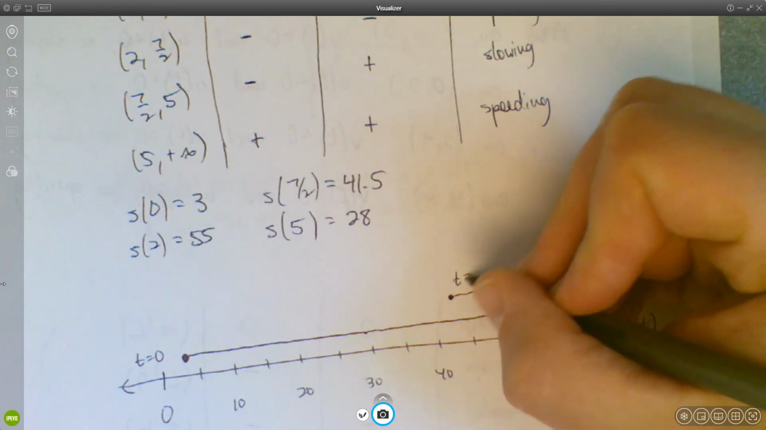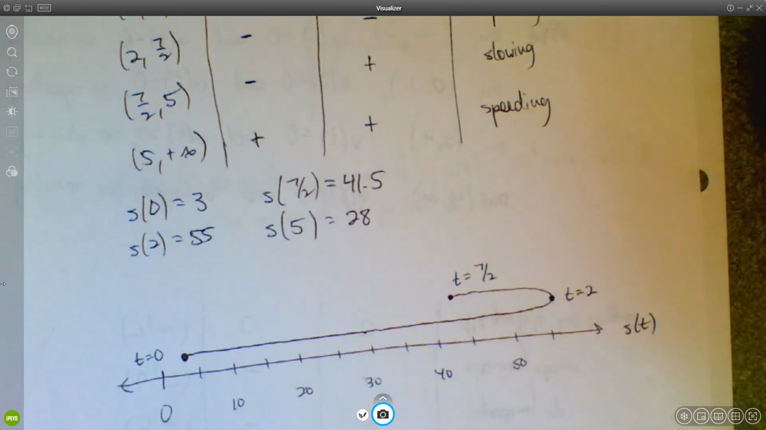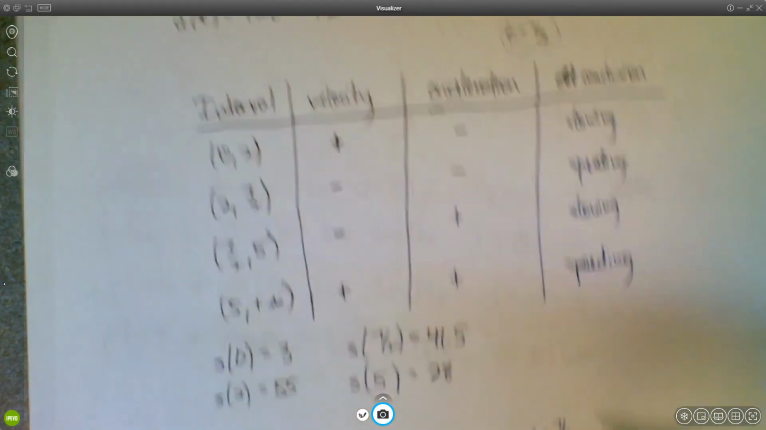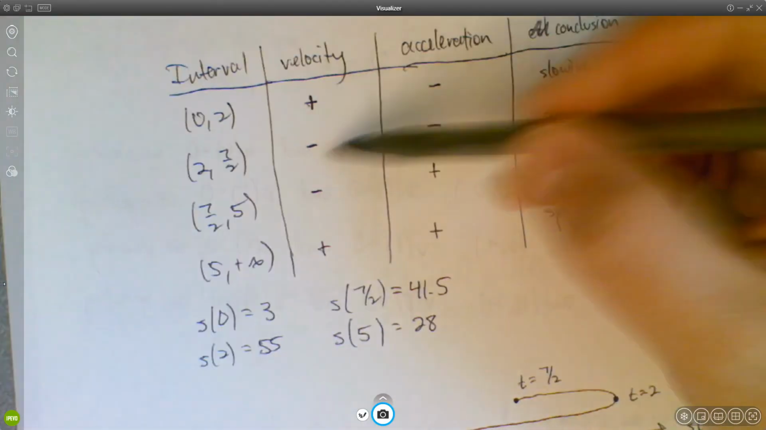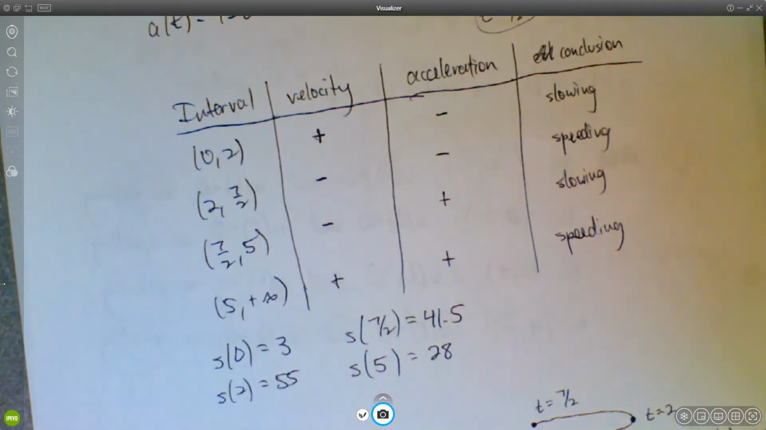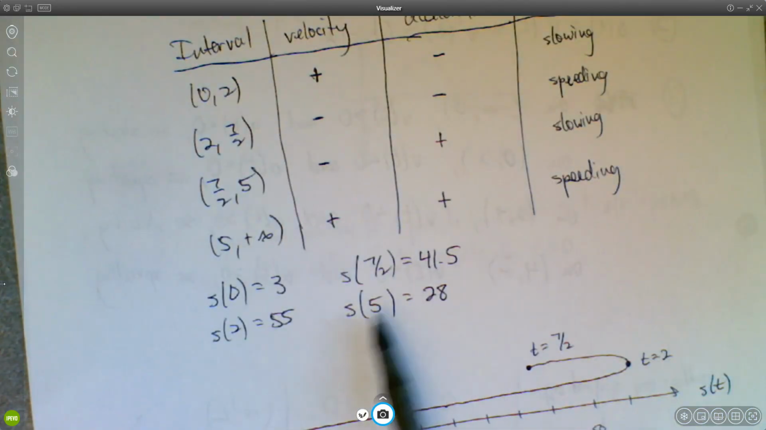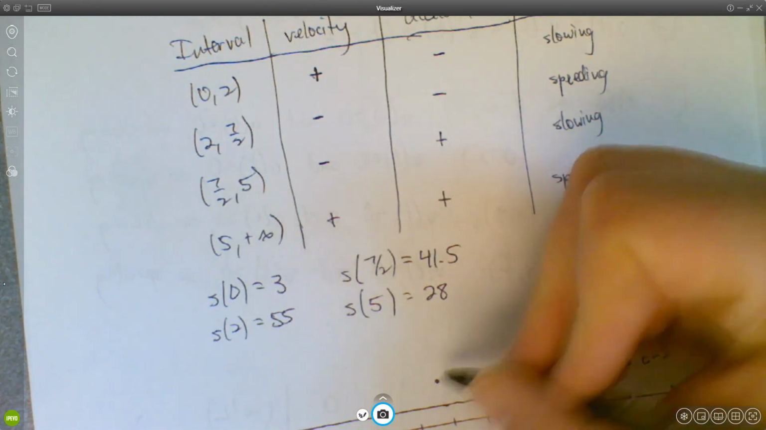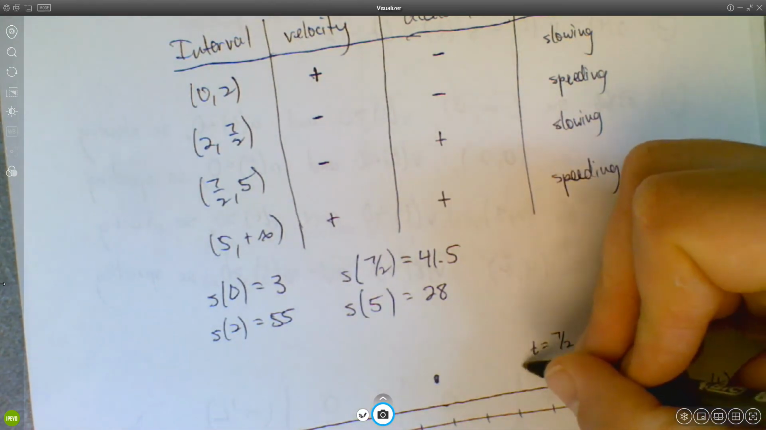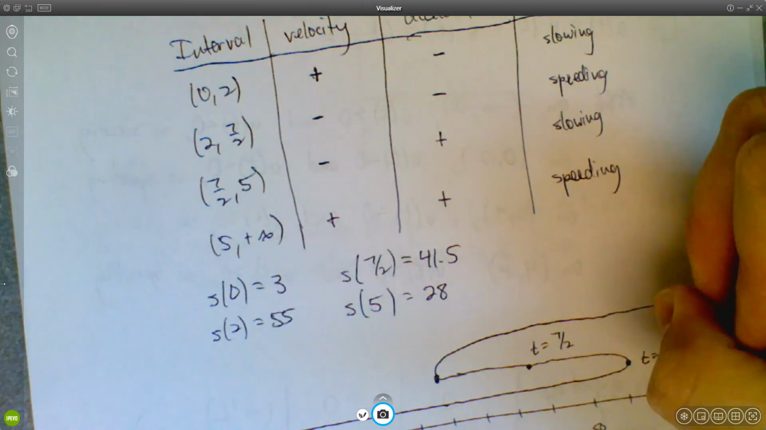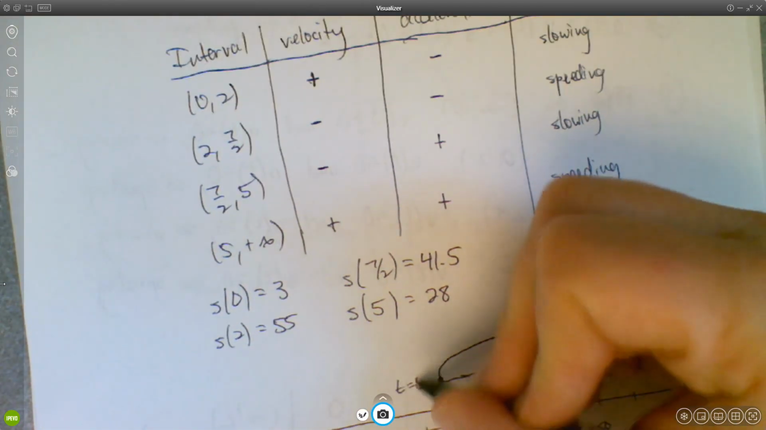So this is at time t equals 7 halves. But our velocity is still negative. When our velocity is positive, we're moving in this direction. Then at time t equals 2, it turns around and we start moving backwards. After 7 halves, we're still moving backwards until we get to 28. So 28 would be right here. And then we turn around and come back this way again, forever. This happens at time t equals 5.